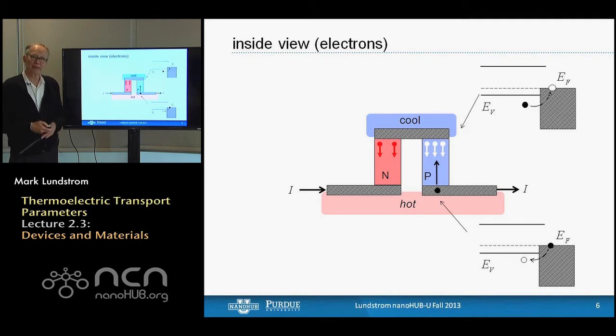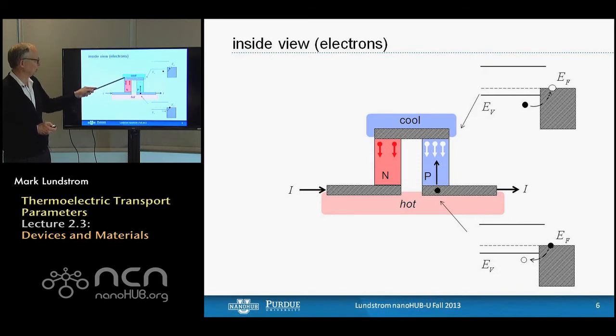Electrons flow up the P-leg. That's like holes flowing down. When they get to the top of the P-leg, the electrons have to find an empty state near the Fermi level of the metal. They have to absorb thermal energy to get up there and into the metal contact. Once they absorb thermal energy, they're contributing to the Peltier cooling at the top plate.